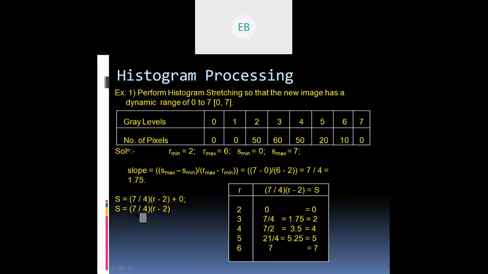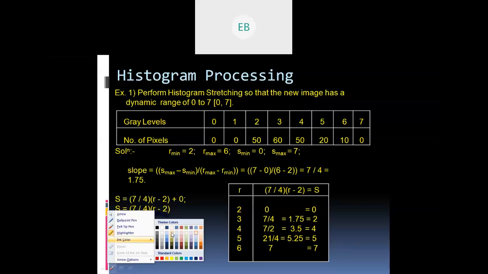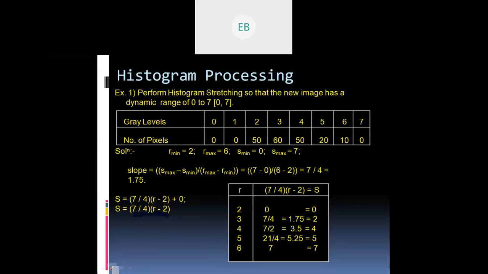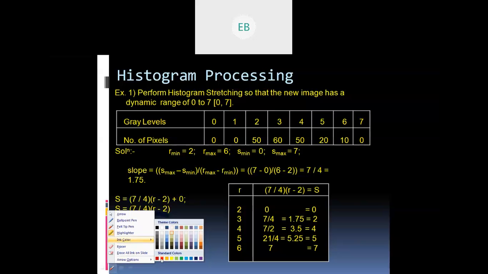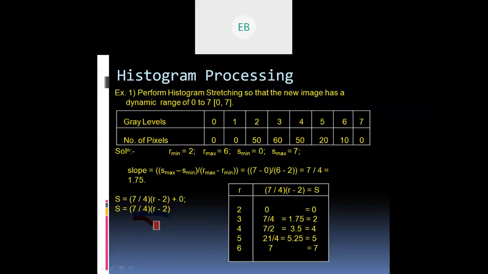Okay, simply take this. Now try to equate this. So what we have is r, we have to equate r taking this equation of S. Draw this table and take r from minimum to maximum, 2 to 6, right? So we will calculate accordingly.